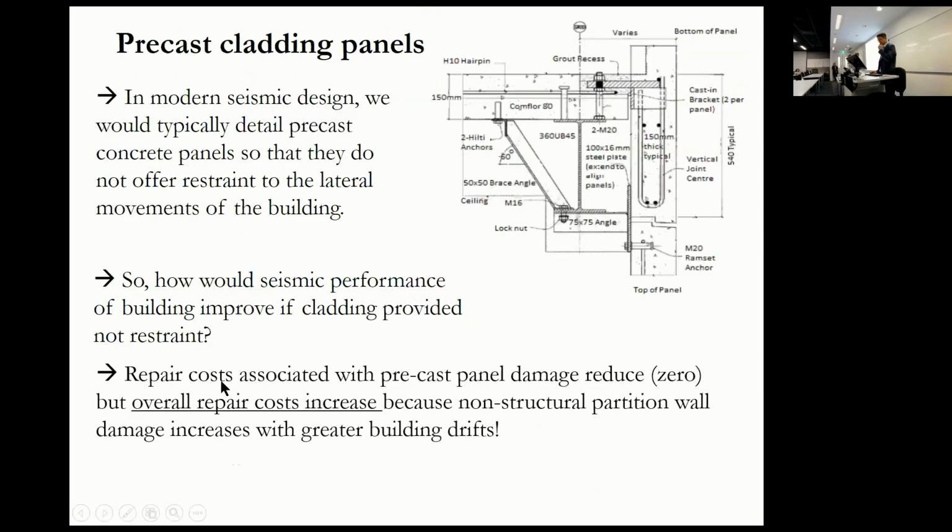But actually the overall building repair costs increase. Why was that? Why did our building repair costs increase when we've just avoided damaging our precast cladding panels? Because we had so many partition walls which were getting damaged, and now they've undergone much more drift, that we predict we would have had more damage and more cost to repair those additional non-structural elements than we would have with the precast cladding. So what's the lesson here?